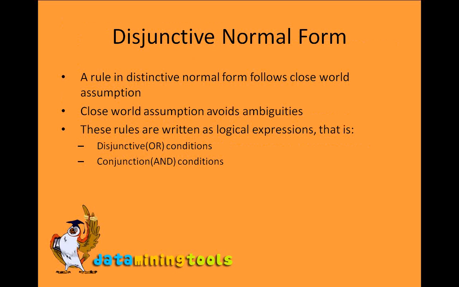Moving ahead to disjunctive normal form. A rule in disjunctive normal form basically follows closed world assumption. We have already talked about closed world assumption. Closed world assumption helps in avoiding ambiguities. As you remember, in the previous slide we talked about the problems with rules, and ambiguity was one of the problems. So a closed world assumption avoids that problem. And these rules, that is rules in disjunctive normal form, are written as logical expressions, that is in the form of or and.